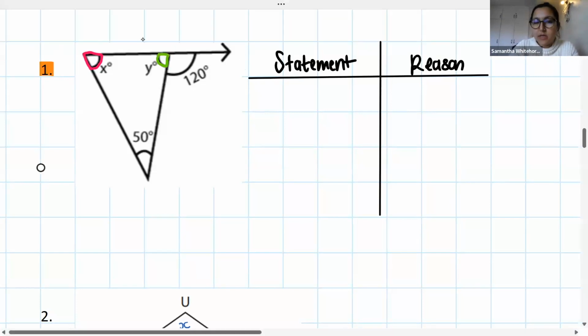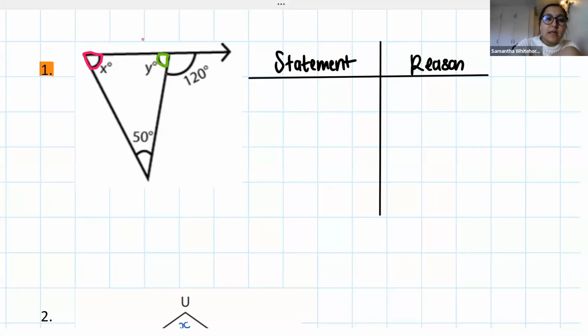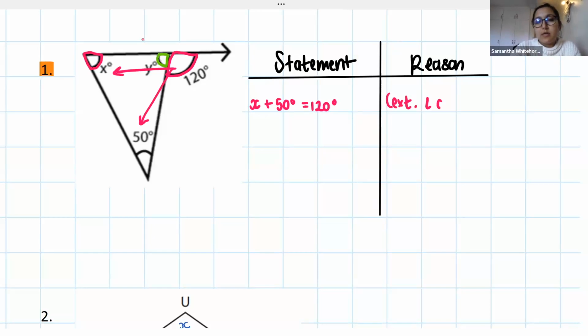I'm going to start with X. Let's just go alphabetical. And if we look at where angle X is, what we see is that we've got this exterior angle of 120 degrees. And so we know that that must be equal to X plus 50. It's equal to the two opposite interior angles. So my statement is that I know that X plus 50 degrees must give me 120. And my reason here is exterior angle of my triangle.